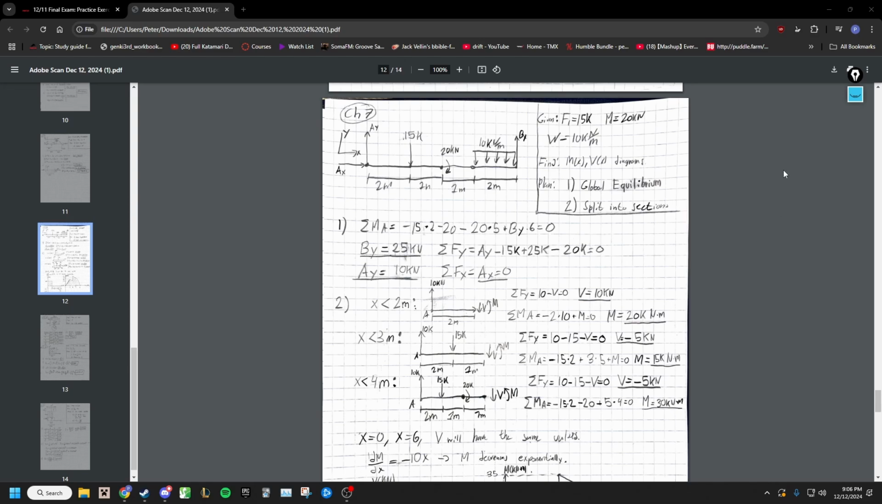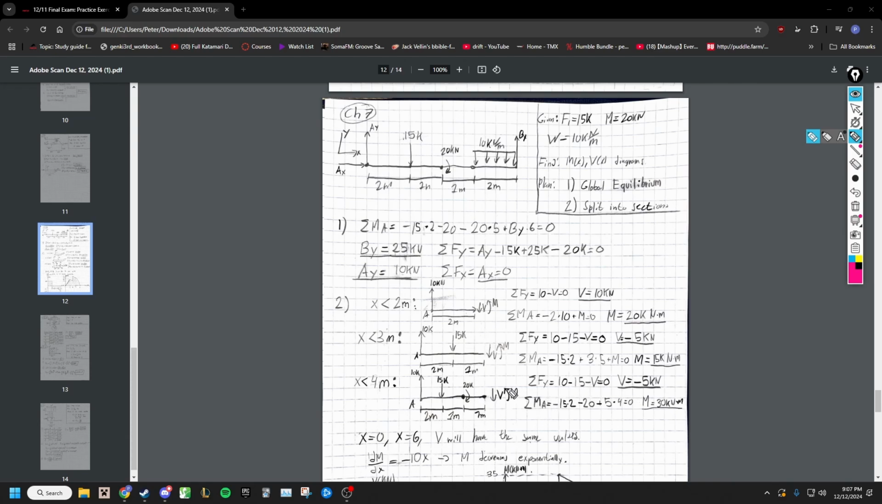Splitting into sections, we do 0 to 2. We find there's not much going on: V equals 10k, M equals 20k. Doing x from 0 to 3, we get this new 15k force, and now the point that we're analyzing with the shear and the moment gets moved further away. We find that V equals -5 and M equals 15. Doing up to 4, we get this new moment added, and that jumps up our moment by a lot.